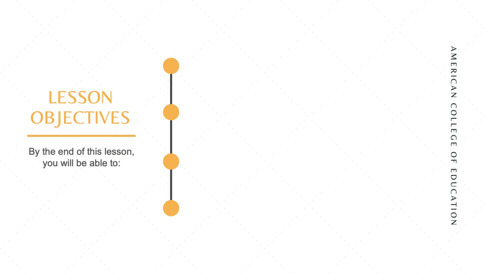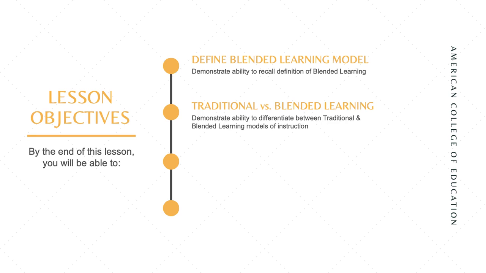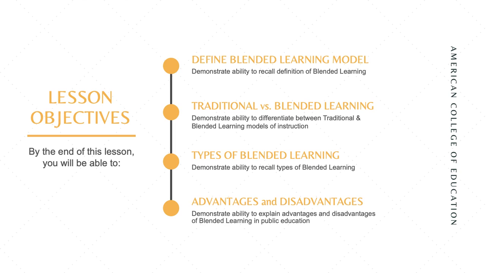This lesson will have four main objectives. First, we will define blended learning. Then, we will briefly compare the traditional model of instruction with the blended learning model. Furthermore, we will take a look at four major types of blended learning and will outline key advantages and disadvantages of blended learning in public education.